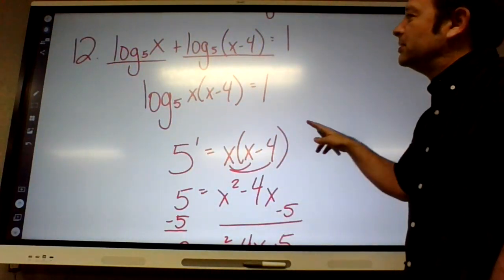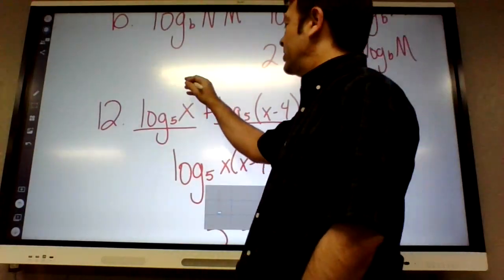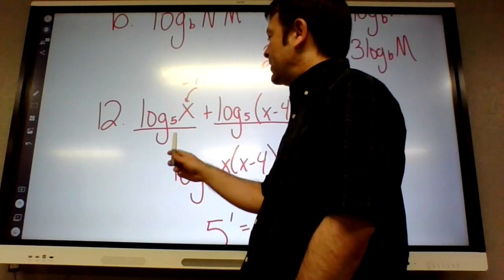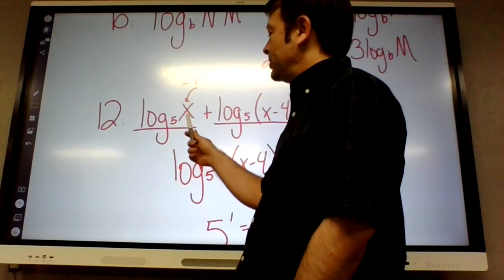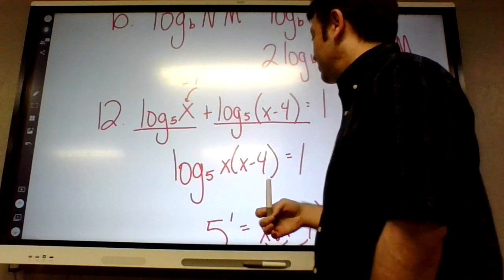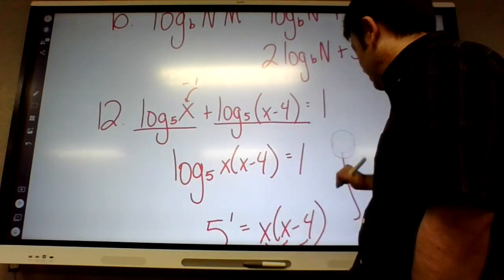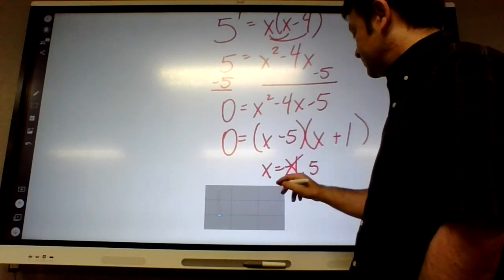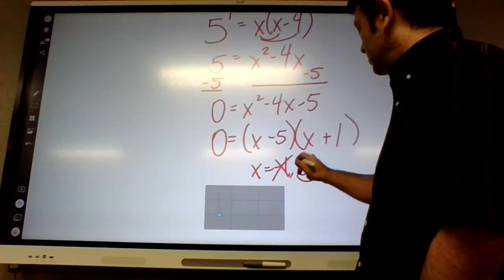The -1 doesn't work when you plug it back in, because 5 to the y equals -1. You can't make 5 to any power equal negative, so the -1 gets thrown out. But the 5 works.